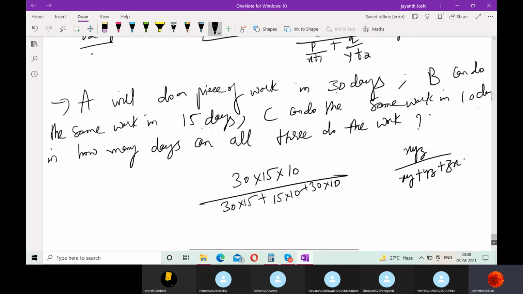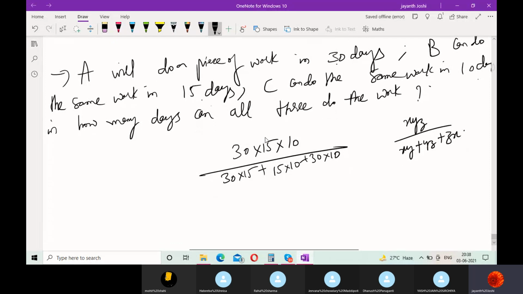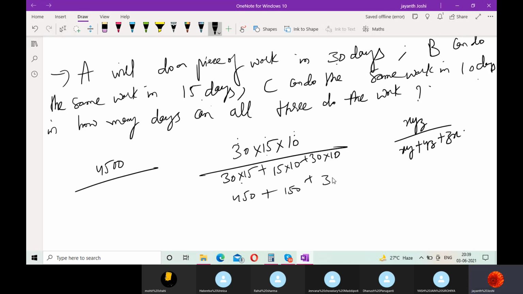Now, if you want to know this, see, 15 into 30 is 450. 450 into 10 is 4,500. It's very simple. 30 into 10 is 300. 300 into 15 is 4,500. 30 into 15 is 450. 150, 300, 450, plus 450, 450, that is 900. 900, and 4,500 divided by 900 is 5. So how many days? 5 days. All of you did this? Yeah, 5 days.